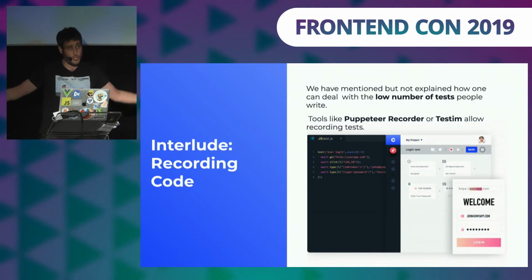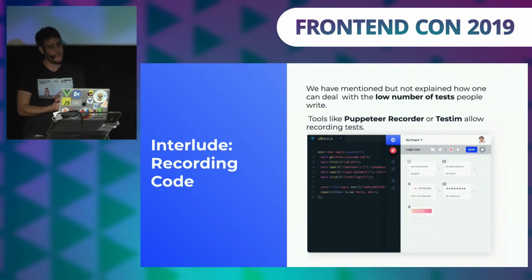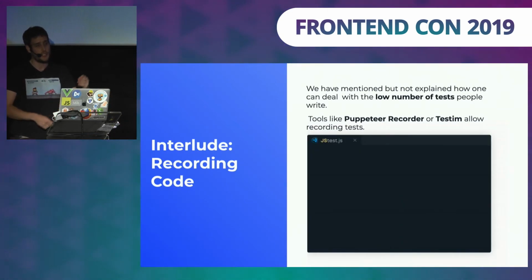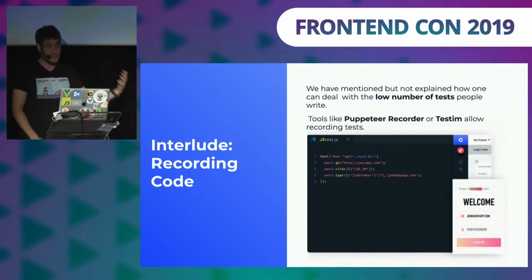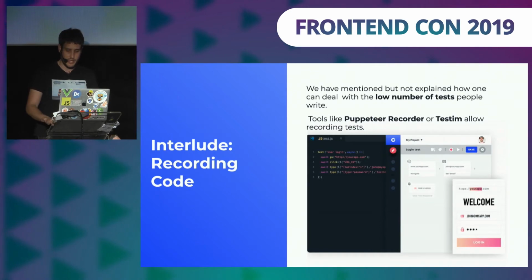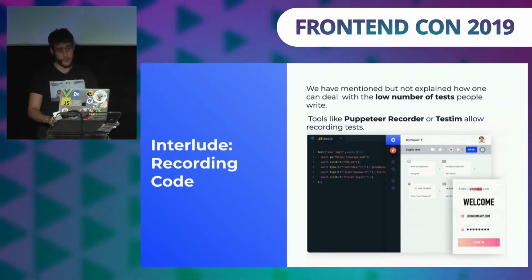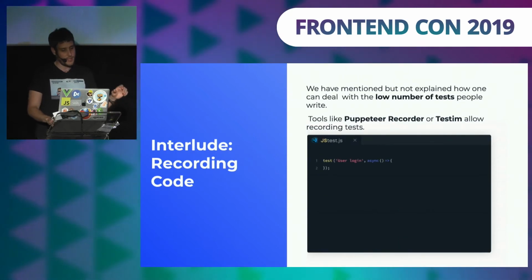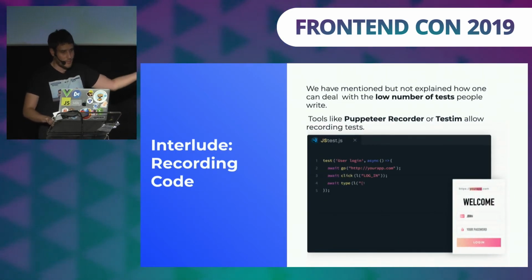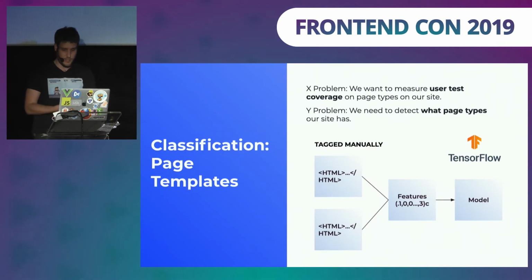But we are seeing a new generation of tools that let you record tests, and that changes the number of tests you can record a day from 6 to 80. The number really grows, and there is a Puppeteer recorder, and we do it as well, and it deals with the low number of tests. This is just an interlude, just to address the problem. It's not directly related to machine learning.